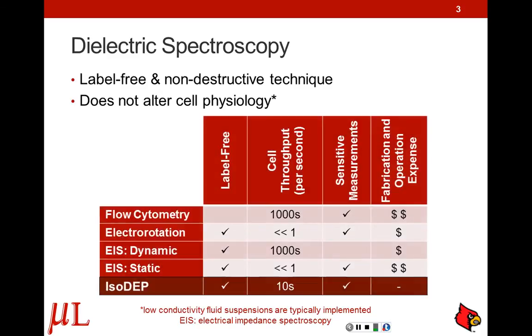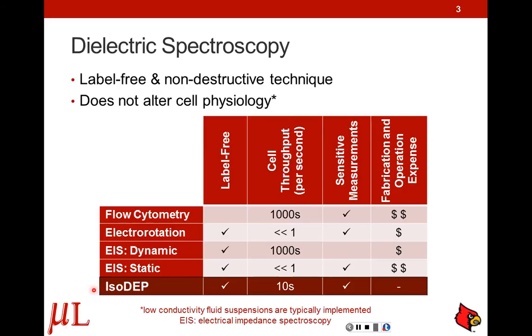Now, there are techniques that exist. Flow cytometry is not a dielectric technique, but it is mentioned here just for comparison. You have electrorotation, and you have electrical impedance spectroscopy, where there is a dynamic technique, meaning you can have a higher throughput, but you only look at a single frequency or a couple of frequencies. With a static technique, you hold a particle in place to get that complex spectrum similar to electrorotation. And then here's the technique that we are developing.